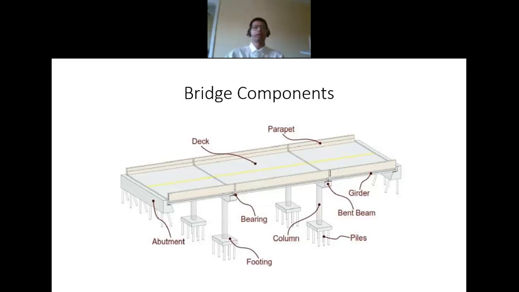So when we say abutment or bent, we refer to the whole setup which the deck is placed upon. For example, when we say abutment 1, we are talking about the bridge bearings on abutment 1, the support structure which is marked as abutment 1 here, and the piles. And when we say bent 2, we refer to the bridge bearings on the bent, the bridge bearings marked here, the bent cap, the column, the footing, and the piles. All of them together are called a bent.